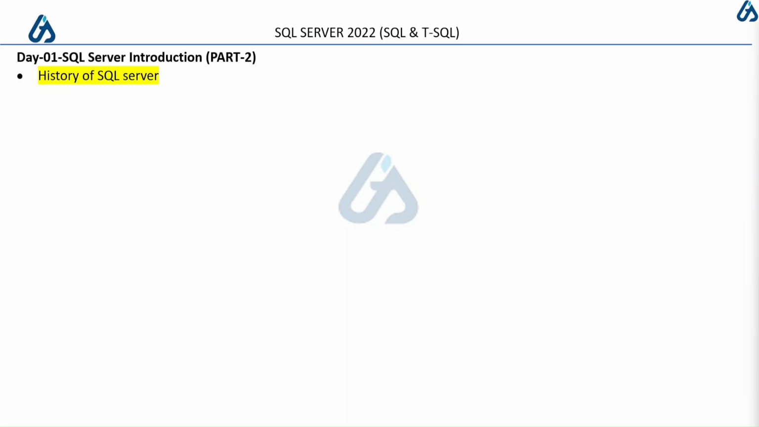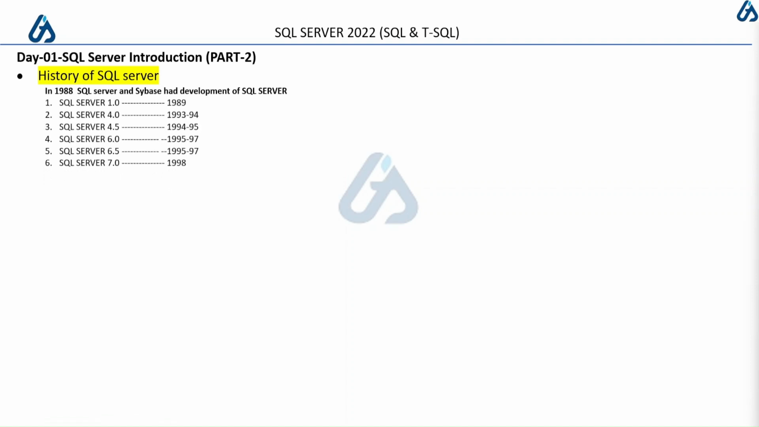In this video we are going to see about the history of SQL Server. In 1988, SQL Server and Sybase had the development of SQL Server, a joint collaboration of these two companies, and they started developing the initial version of SQL Server. Later, SQL Server came separately and implemented all these versions of databases. SQL Server 7.0 was not very popular till then.